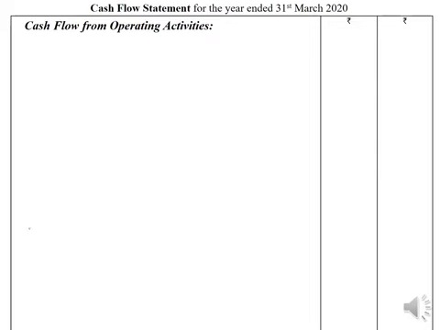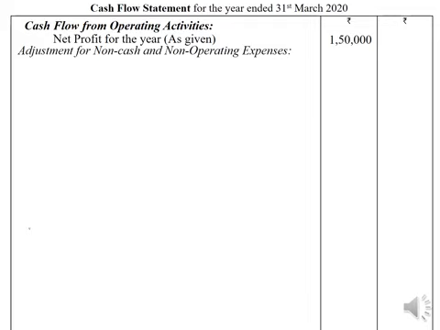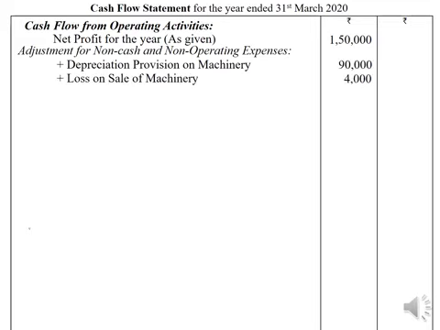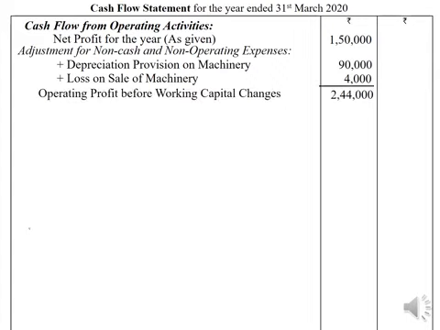Prepare cash flow statement now. Cash flow from operating activities. Net profit as given in the problem directly 1,50,000. To this adjust for non-cash and non-operating expenses. Depreciation provision on machinery rupees 90,000 has to be added back. Loss on sale of machinery rupees 4,000 has to be added back to get operating profit before working capital changes as rupees 2,44,000.